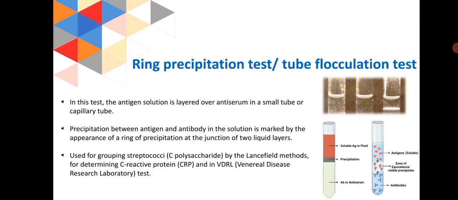First is the ring precipitation test, also known as the tube flocculation test. In this test, the antigen solution is layered over antiserum in a small tube or a capillary tube. Precipitation between antigen and antibody in the solution is marked by the appearance of a ring of precipitation at the junction of the two liquid layers. It is used for grouping streptococci on the basis of C polysaccharide by the Lancefield method, for determining C-reactive proteins, and in the VDRL, that is Venereal Disease Research Laboratory test.